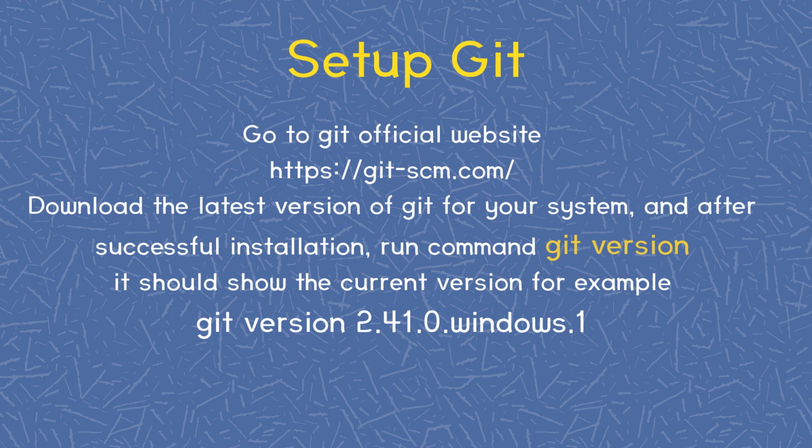Let's start with setting up Git on your system. Go to the Git official website, https://git-scm.com. Download the latest version of Git for your system, and after successful installation, run the command git version. It should show the current version, for example, git version 2.41.0.windows.1.